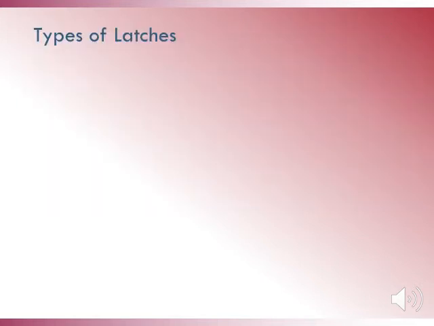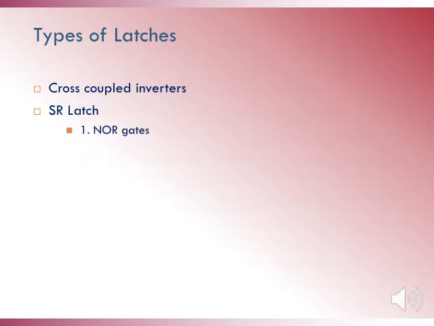Let us now classify latches into its types. The first one is called cross-coupled inverters, which is the basic latch. From there, we come to the second one, that is SR latch. Now SR latch further can be divided into two types. One which is made from the NOR gates and the second one which is constructed with NAND gates. And the third type of latch that we are going to discuss here is the D latch.